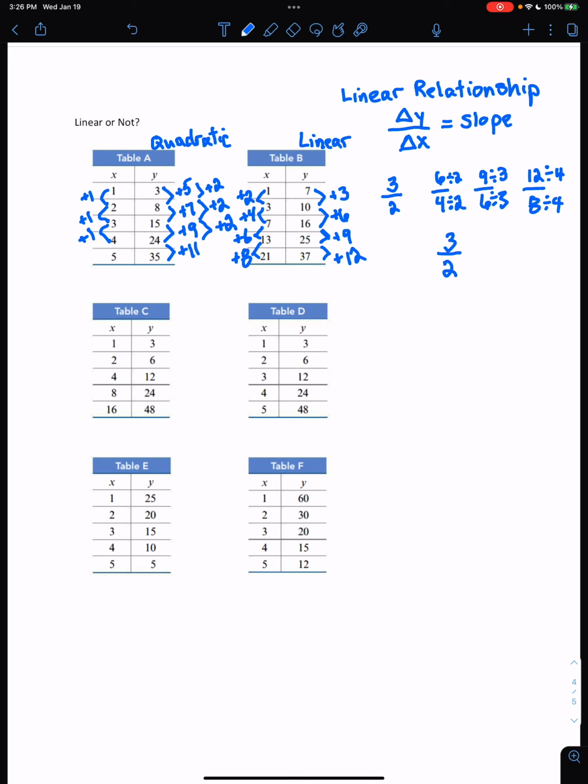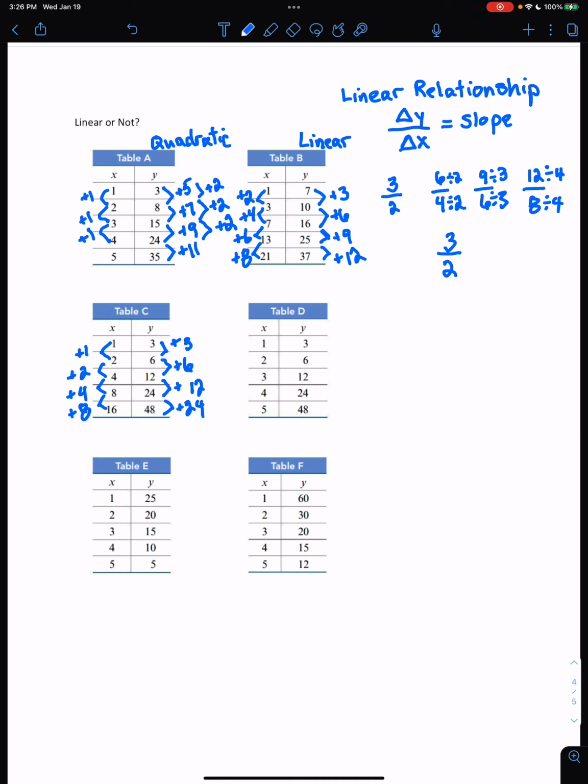Let's take a look at table C. So here, let's look at our change in x. We're adding 1, adding 2, adding 4, and adding 8. On this side, we're adding 3, adding 6, adding 12, and adding 24. All right.